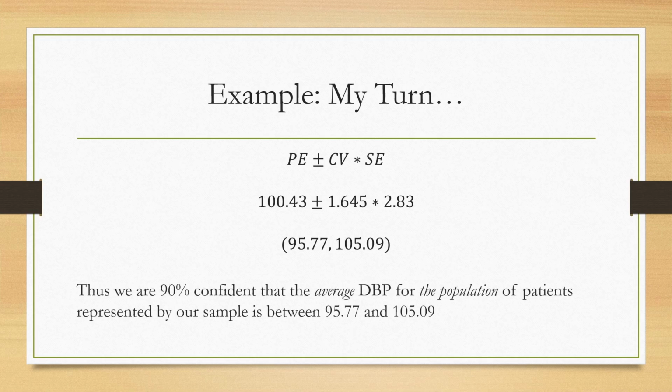So given this, we are 90% confident that the average diastolic blood pressure, recall this is all for the mean average, for the population of patients represented by our sample. So we studied these patients. If they're pretty representative of all of the patients we would see on this protocol, then this is all of the patients for this new dieting protocol. The average is between 95.77 and 105.09, which is pretty cool. So we're 90% confident that the average diastolic blood pressure for the population is in here.